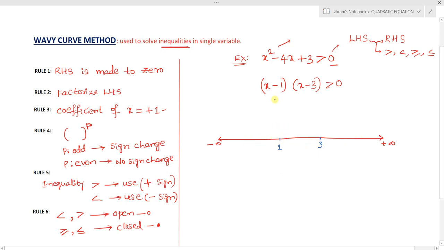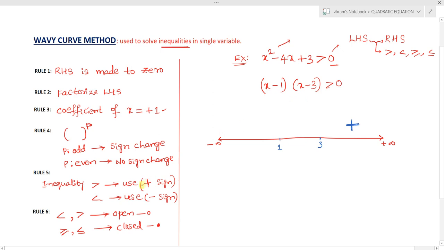Why? Because if x minus 1 is a factor, that means x is equal to 1. If x minus 3 is a factor, that means x is equal to 3, the values which satisfy the equation, but it is an inequality. Now, the first thing we need to consider is the rightmost of the scale, which has to be represented with a plus sign. The rightmost of the scale is always represented with a plus sign. This is the important consideration over here.